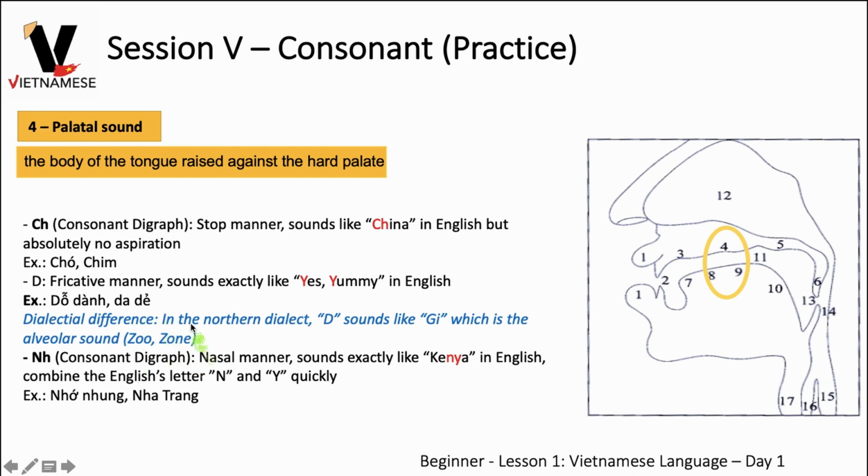And remember, in the northern dialect, y would sound like z, which is the alveolar sound that we learned before. So if I am a northern person, I will speak this one like dỗ dành, or da dẻ. But remember, y is still the official pronunciation for this consonant.